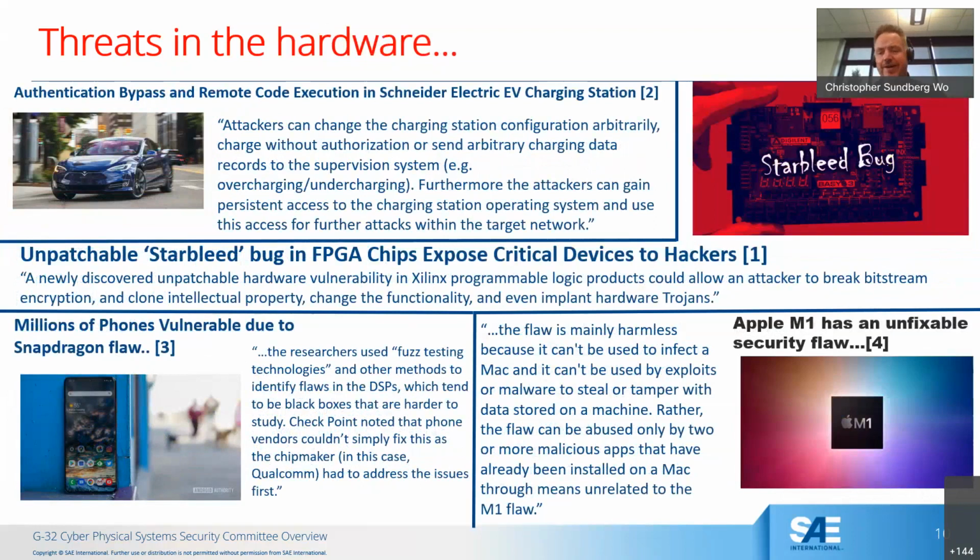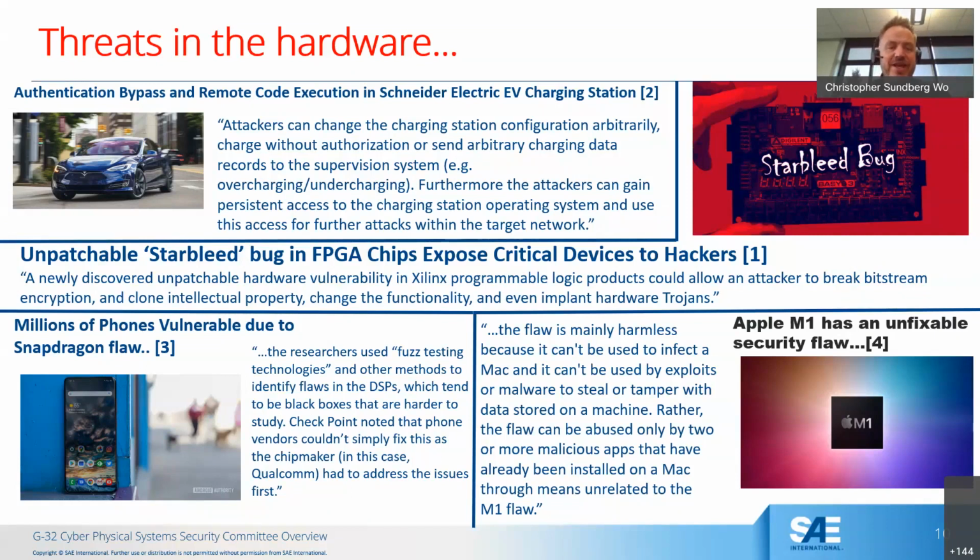On the hardware side, we all say we can fix it in software. Well, hardware is also vulnerable to security vulnerabilities as well. So here we have an authentication bypass and a remote code execution in an EV charging station, with FPGA issues that are going to impact our cryptography and protection of FPGA devices.